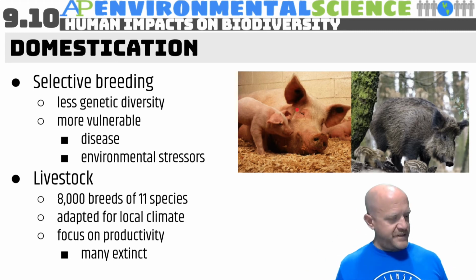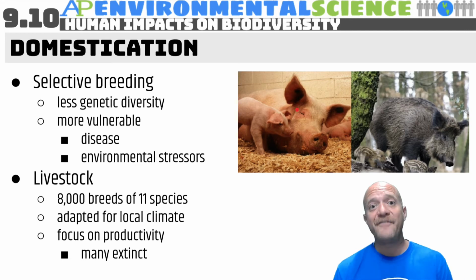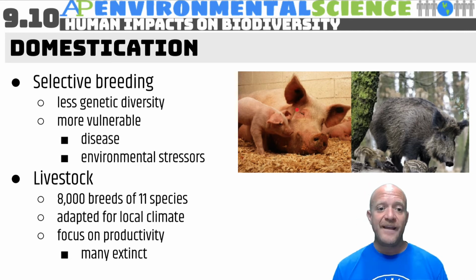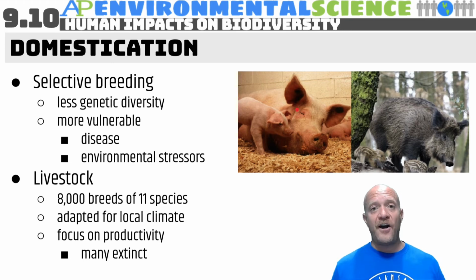What else am I missing? Horses. I mean, that's 7 right there. So 11 species gave us 8,000 breeds. And each one of these breeds is adapted for local climates and local environmental conditions. And you will focus on the overall productivity and the meat production, the egg production, the offspring production. And in some cases, the original organism from which the domesticated organisms were obtained has gone extinct.